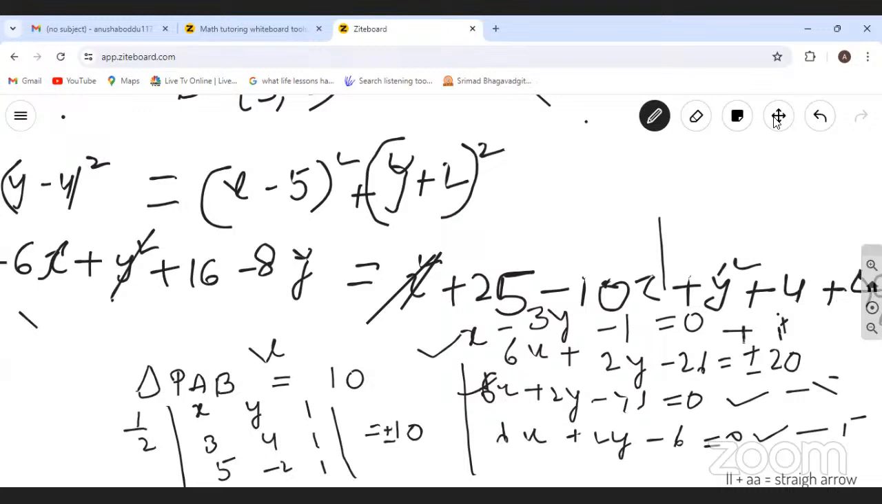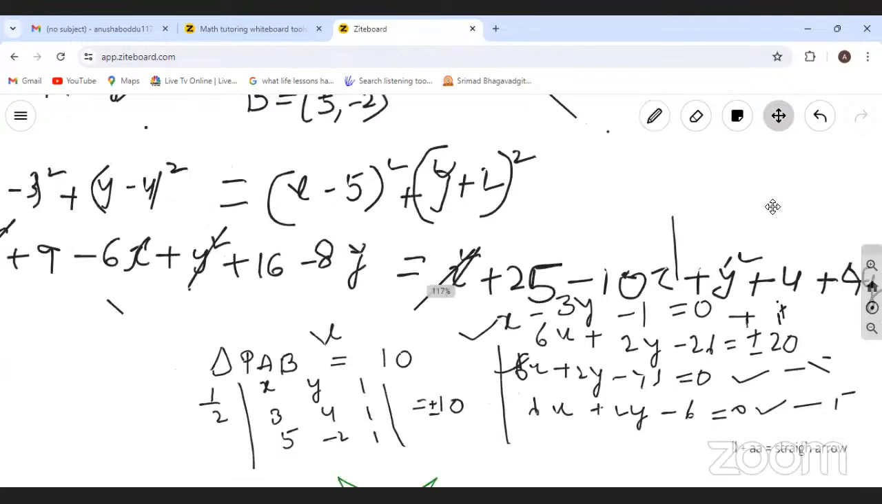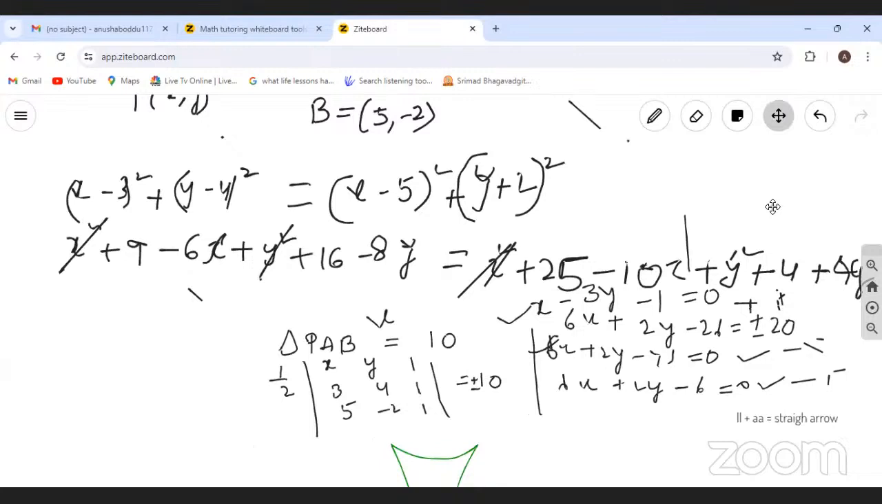Ma'am, for the first equation, I got x equals to 7 and y is equals to 2. Just a second. x is equals to 7 and y is equals to 2. For the first two equations, if you solve, you will get this answer. And solve 1 and 3 also.